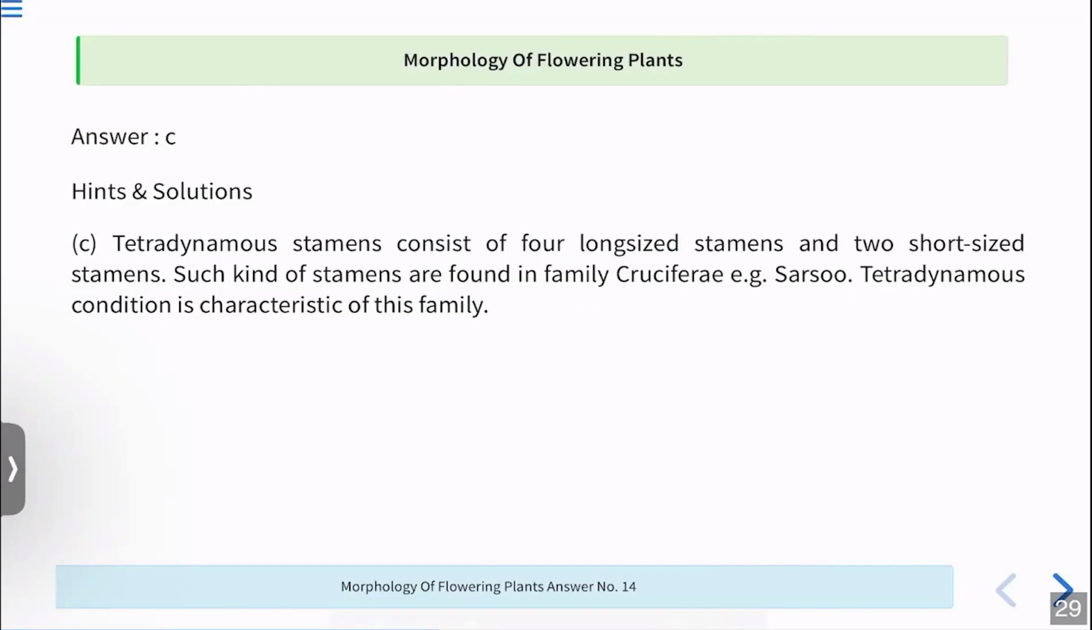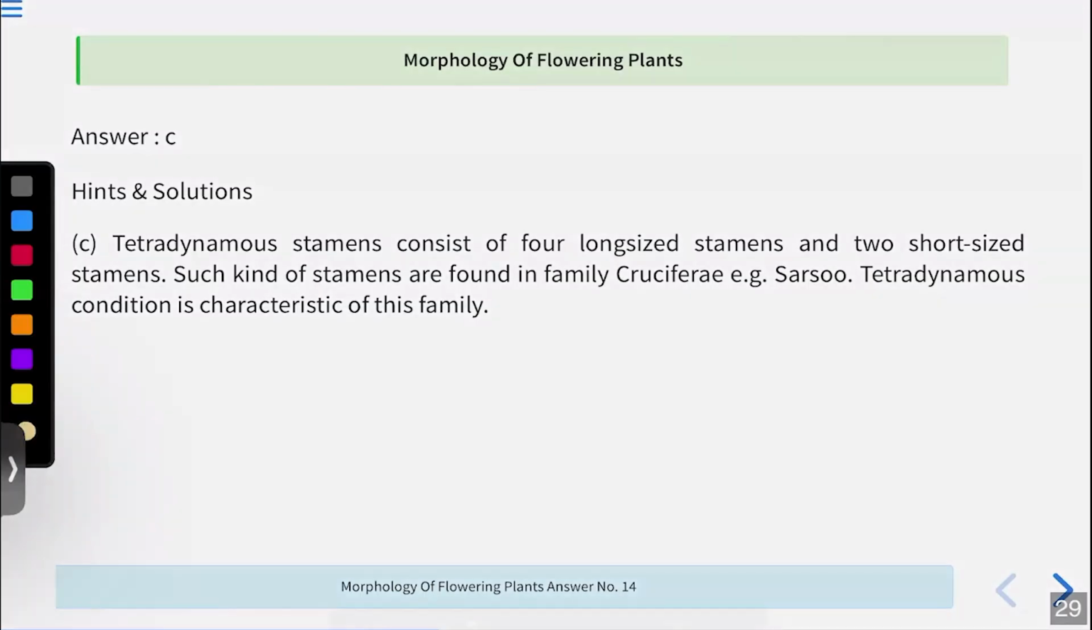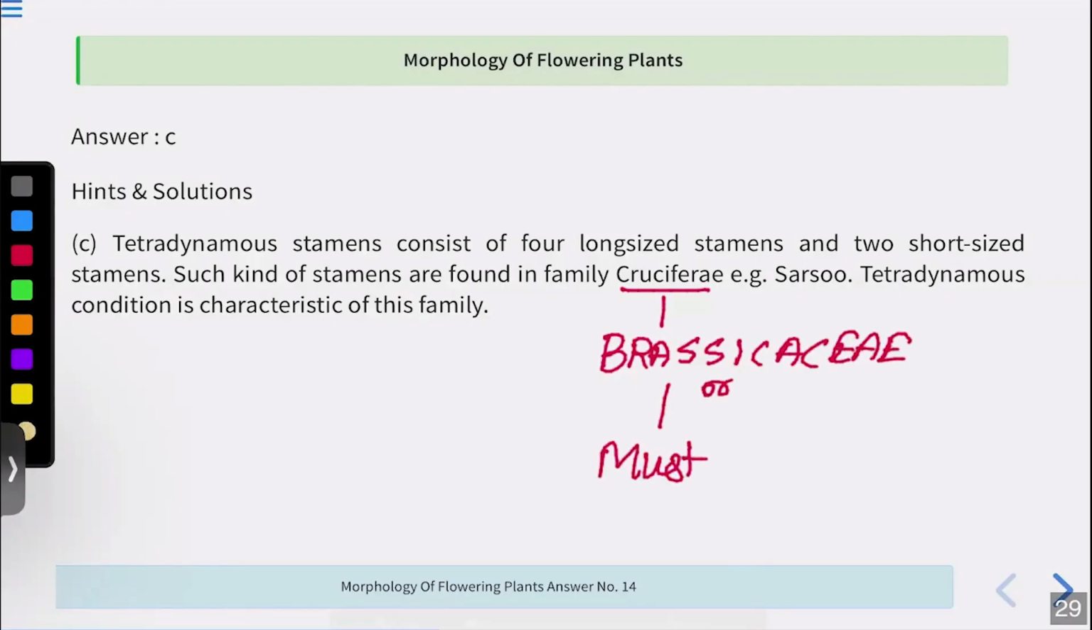Mustard family is a tetradynamous family. It is characteristic of the mustard family. So remember that the mustard family is also called Cruciferae. Cruciferae, Brassicaceae, or mustard family. All of them are similar.